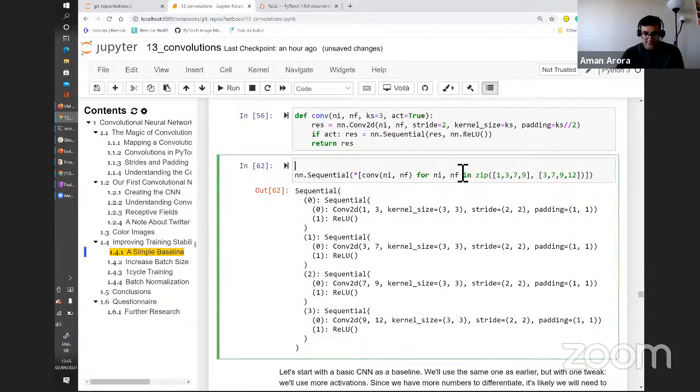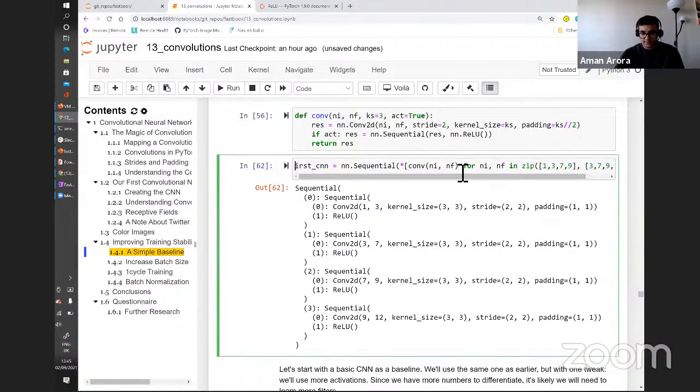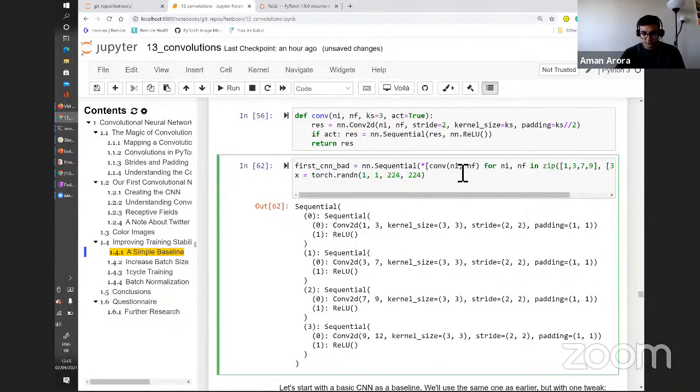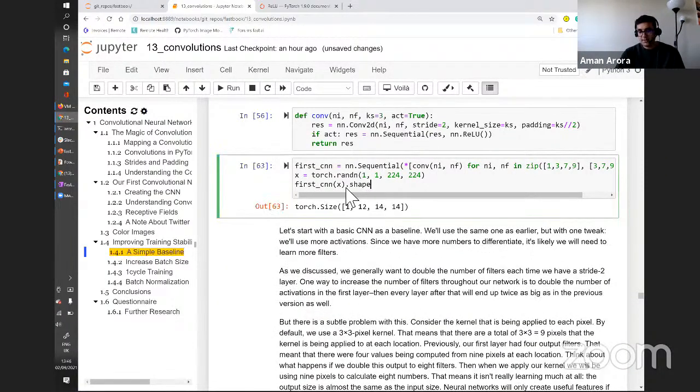This is not the CNN described in Fastbook. It's just a CNN that I've created now. So first CNN, and I'm going to call it bad because it's a really bad network architecture. My input is 1 by 1 by 224 by 224, which just says I have a single 1-channel image. Let's see what the output is going to be. Actually, I should remove that. Cool, that gives me some output.